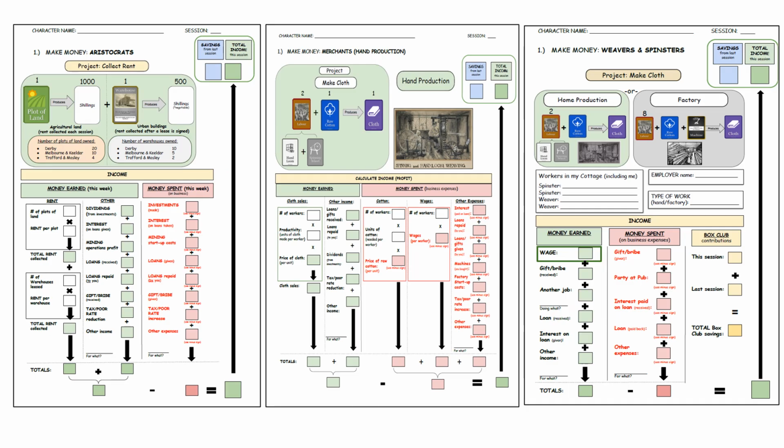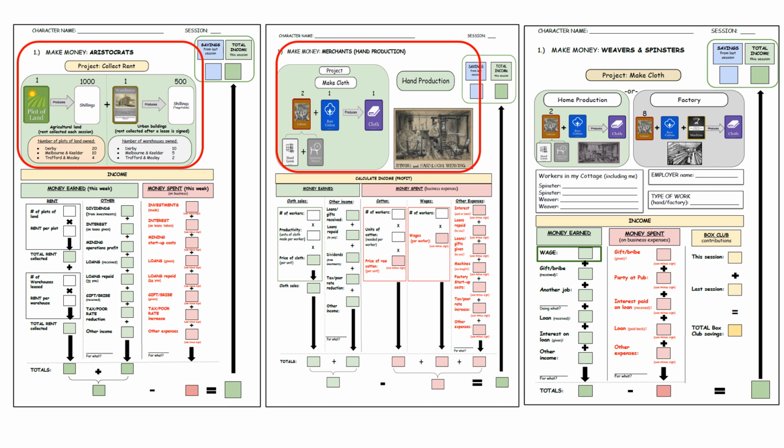Here are examples of the various Make Money worksheets. Each one has one or more projects players must complete to earn income. This differs according to the different professions of the characters, because each profession makes money in a different way. Their main projects are indicated at the top of the worksheet, although they are able to make money in a few other ways. So, for example, aristocrats collect rent on land and warehouses. Merchants run a textile production business. Weavers and spinsters make the actual physical cloth.